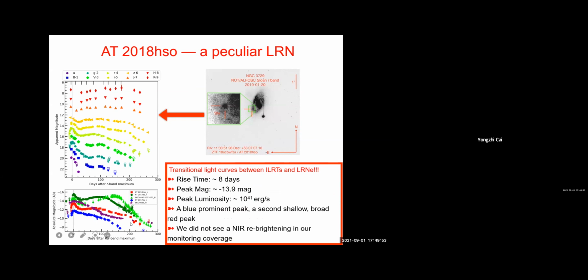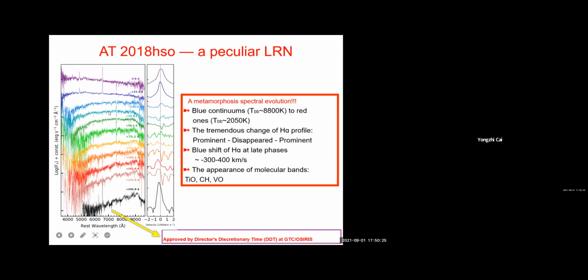At the bottom panel of this picture, I also compared HSO, marked by the red squares, with other double-peaked luminous novae and the single-peaked IRTs. So from the light curve, this HSO is intermediate between luminous novae and IRTs.